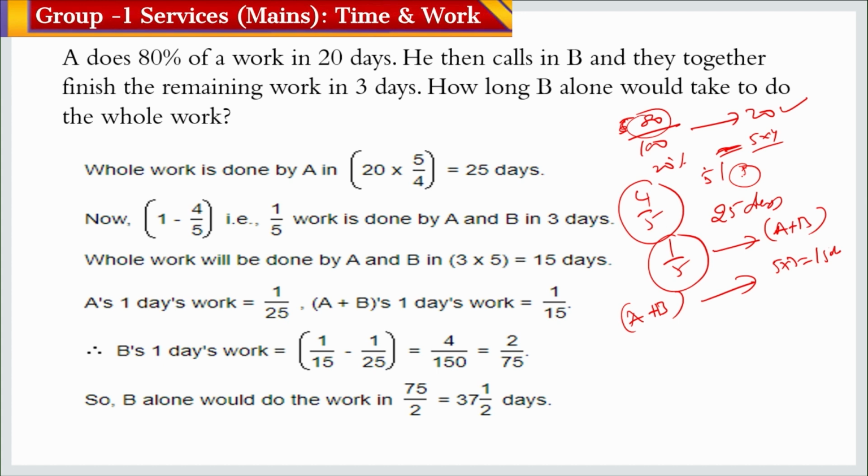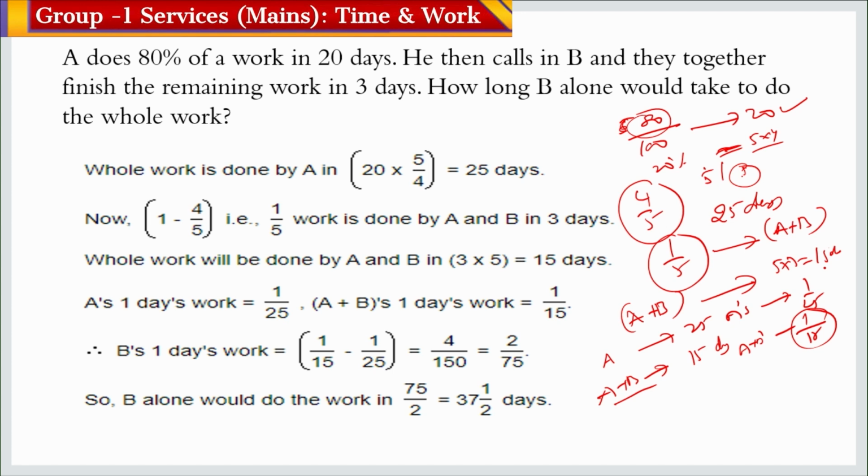Clear? A can do the work alone in 25 days. So, A's work in 1 day is 1 by 25. A plus B can do the work in 15 days. So, A plus B's work in 1 day is 1 by 15.